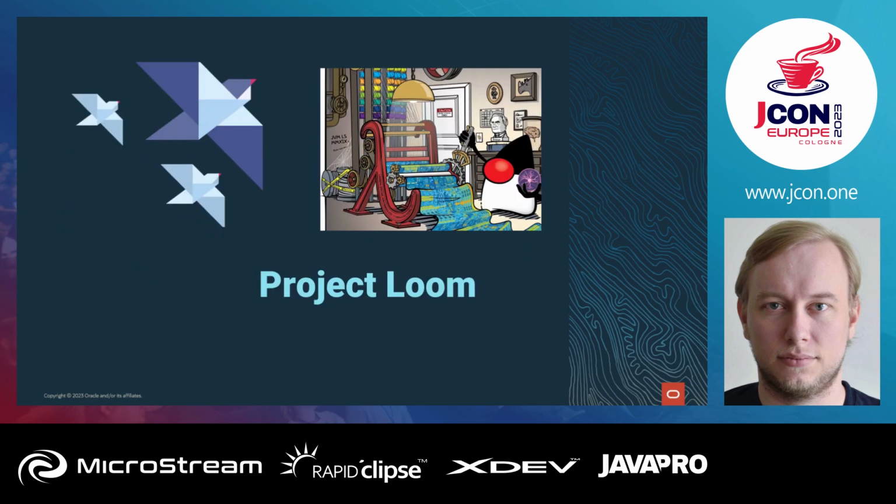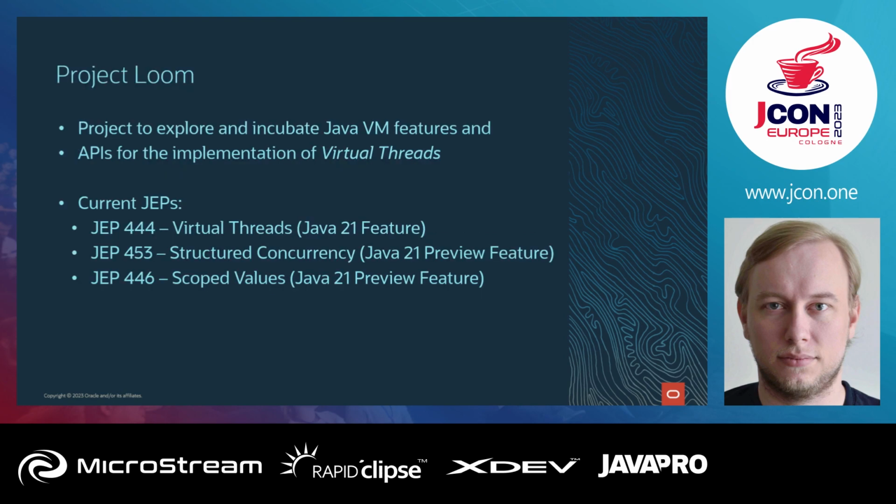And now let's take a look into the beginning, because even if we will be talking about virtual threads, we should start from the beginning, which is Project Loom. So let's take a look into what Project Loom is. Project Loom is a project to explore and incubate Java VM features and APIs for implementation of virtual threads. That's essentially what Project Loom is. It consists of 3 JEPs so far.